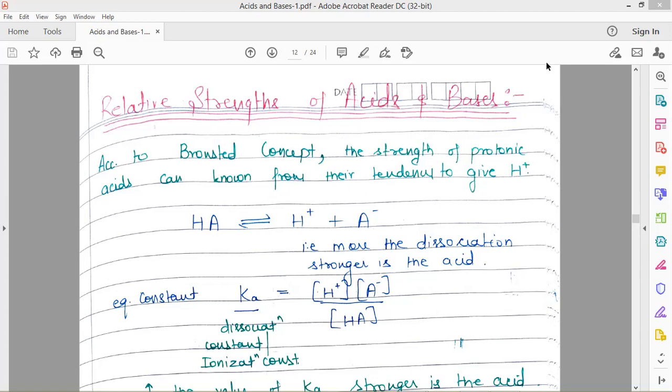So next, we need to know how to measure the relative strengths of acids and bases. According to the Bronsted concept, the strength of protonic acids, this is a very effective way for measuring the strength of protonic acids. The strength of a Bronsted acid can be known via the measurement of pKa and pKb value. So we'll get to know about the pKa and pKb value just in a while.